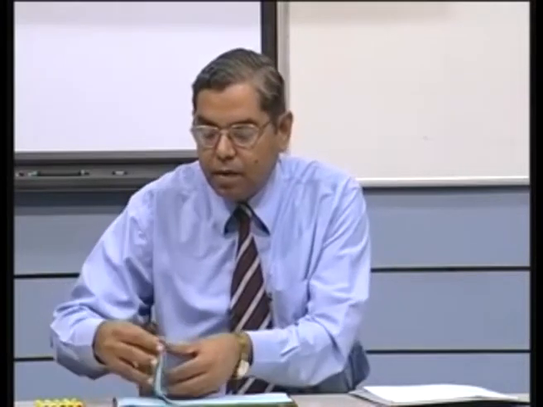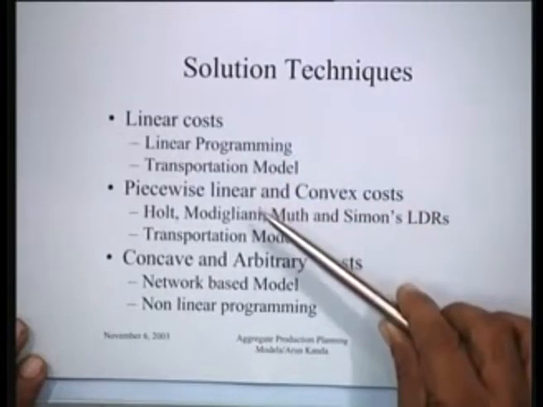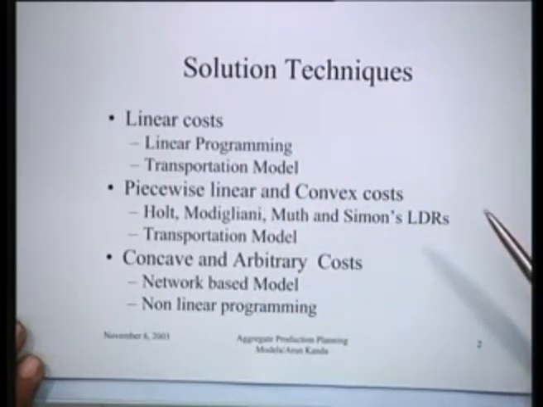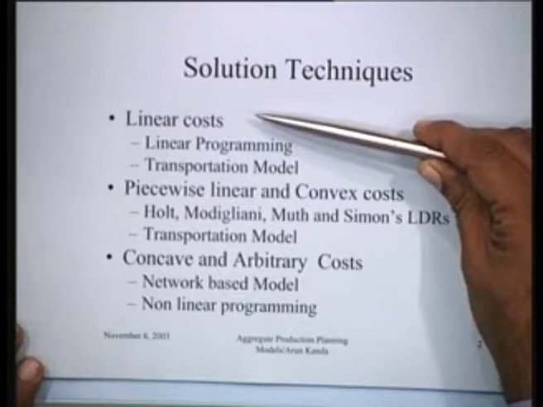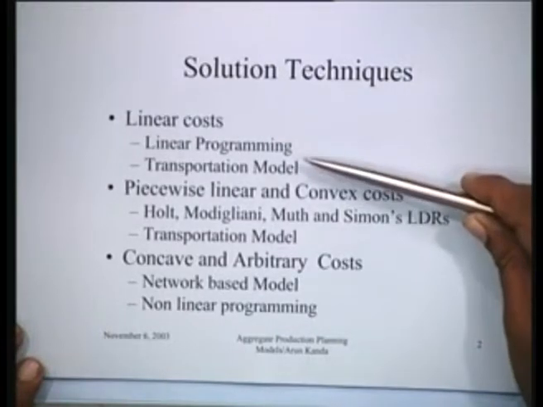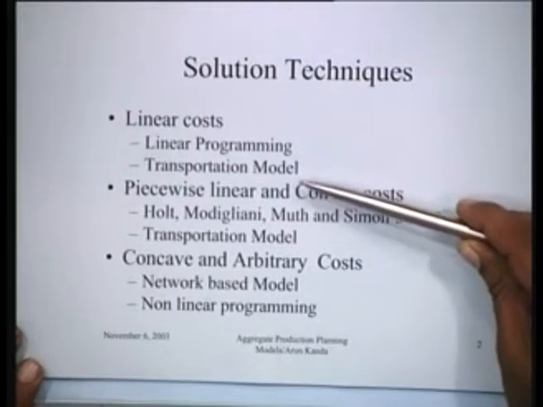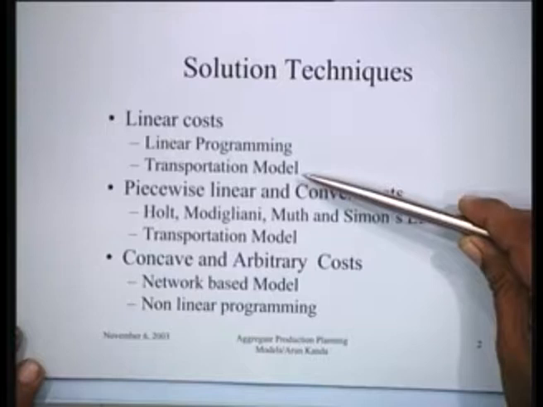Today we look at some modeling approaches to the problem of aggregate production planning and see how the best production plan can be determined in various circumstances. Broadly speaking, we will look at these various solution techniques in today's lecture. For instance, if the production costs and the costs of holding inventories are linear, then you can use linear programming and also the transportation model for solving the problem.